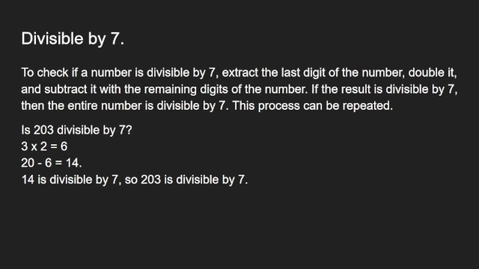Is 203 divisible by 7? Well, we take the last digit, which is 3, we double it, so we get 6, and we subtract 6 from the remaining digits, which is 20, and 20 minus 6 is 14, so 14 is divisible by 7, so that means 203 is divisible by 7.